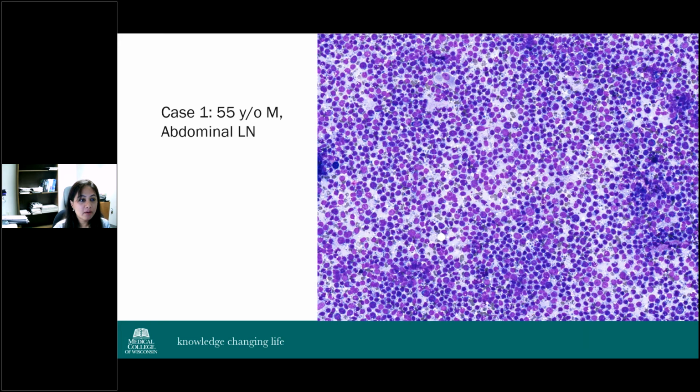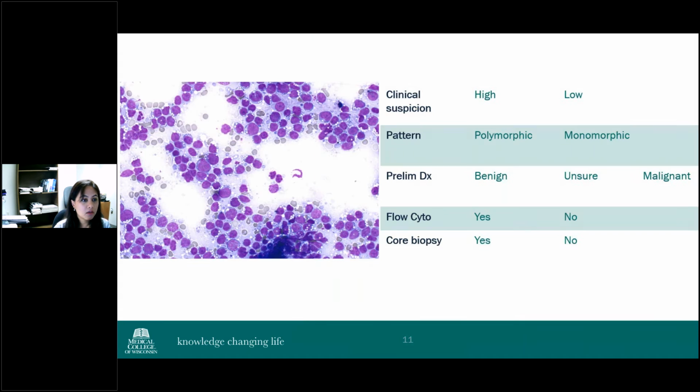Going on to higher magnification, we see that there are some bigger lymphocytes, some smaller lymphocytes, and those vacuoles which we were able to see on low magnification are better appreciated on high magnification right over here. These are the red cells in the background, for size comparison. So these are the features that we would usually look at.